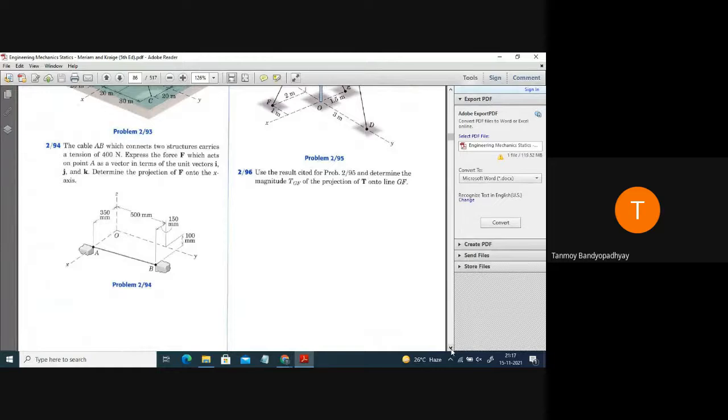So you can see that there is a cable AB actually which connects two structures and carries a tension of 400 newtons. So we have to express the force vector which acts on point A as a vector in terms of the unit vectors i cap, j cap and k cap. So it's just a way of expressing. So just you have to find out the force vector and then we have to find out the projection also. So the first part is very easy, but still I want to do the projection part. So that is why I will be doing the total problem actually.